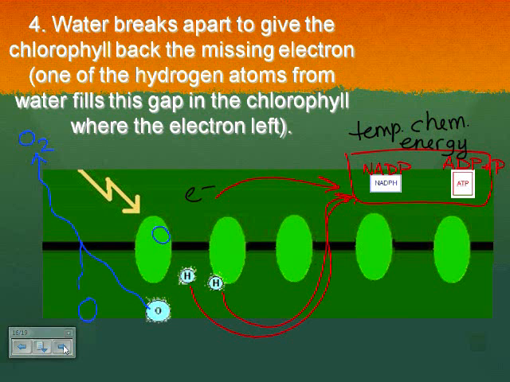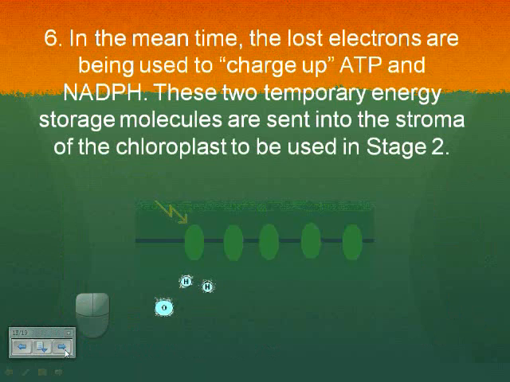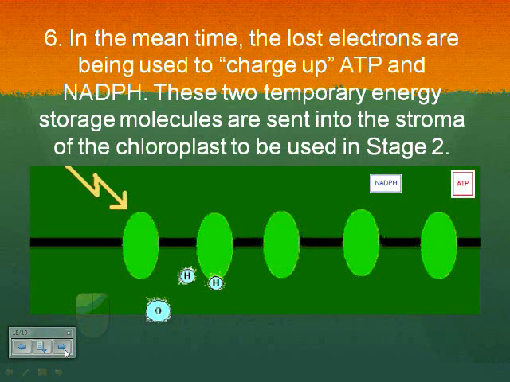This is that temporary chemical energy that I was talking about, right? We said that goal for today was to show how water gets used, sunlight gets used, oxygen gets made, and how it gets turned into temporary chemical energy that will move on to the next stage. So now we have that temporary energy for the next stage. All right, so oxygen from the water is going to join another oxygen and form O2, basically what we're going to breathe in. All right, and our lost electrons turn into those temporary chemical energy molecules that move on to the second stage.